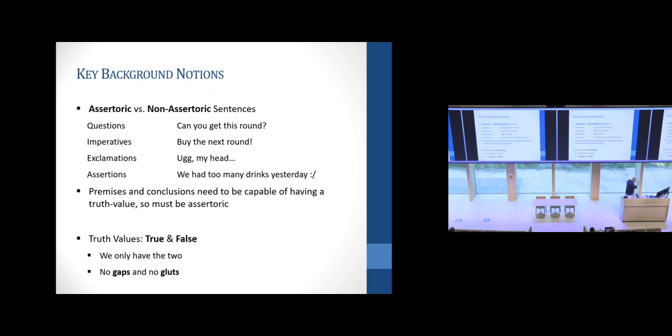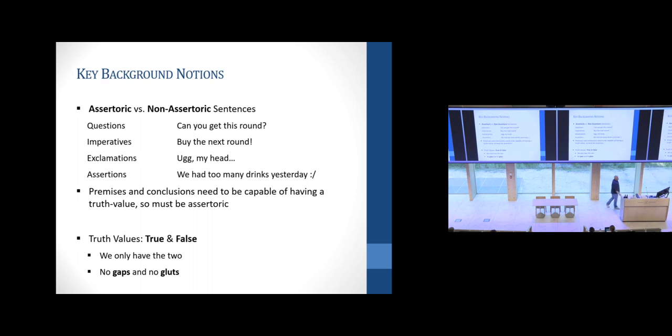And similarly, along with this first assumption of there only being true and false, the two truth values, we're going to make some assumptions about the way they interact. We're going to assume that there are no truth value gaps and there are no truth value gluts. So what do we mean by that? No gaps means every sentence is true or false. Every assertoric sentence is going to have a truth value, and it's going to be one of our two. There's no gaps in the truth value space.